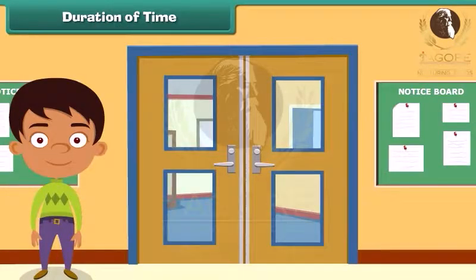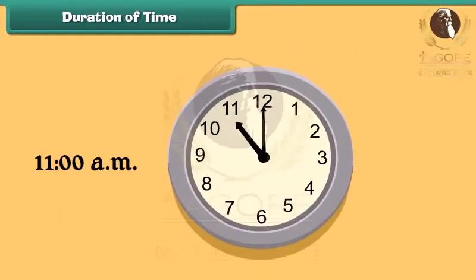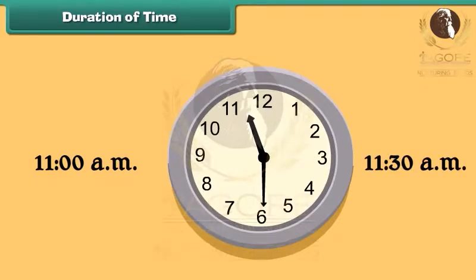Duration of time. The period of time during which anything lasts or exists is called the duration of time. For example, suppose in a school lunch break starts at 11 a.m. and lasts up to 11:30 a.m. Then we can say that the duration of lunch time in the school is 30 minutes.